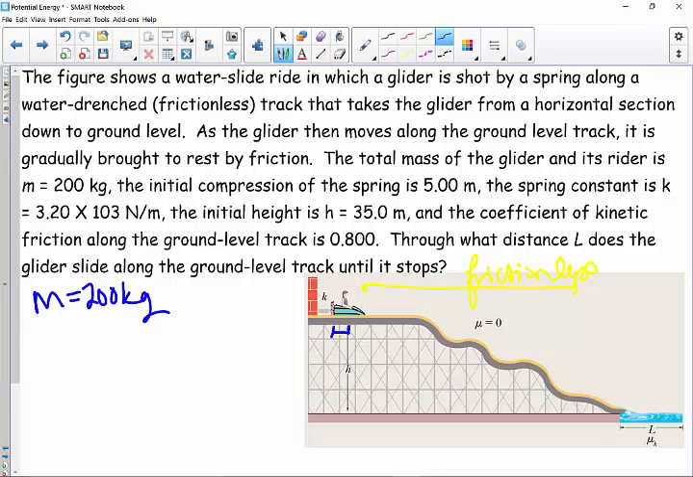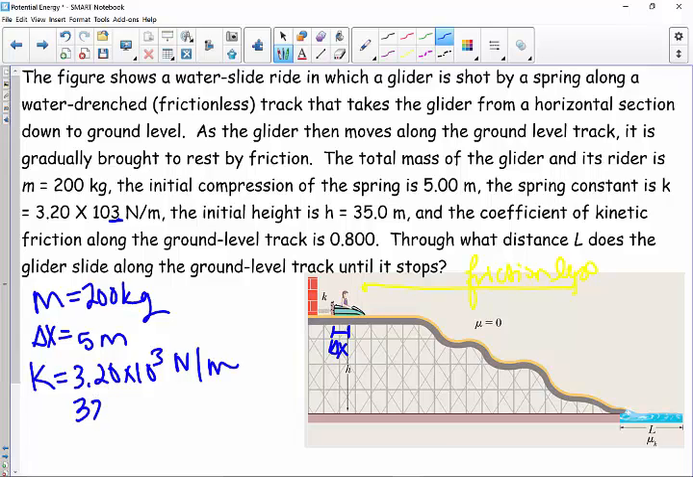So we can look at this as our change in x. It's 0.5 meters. The spring constant is 3.20 times 10 cubed newtons per meter. So basically 3,200 newtons per meter. The initial height is 35 meters. That's where we're starting from. And the coefficient of friction along the ground level track is 0.8. So mu k here is 0.8.